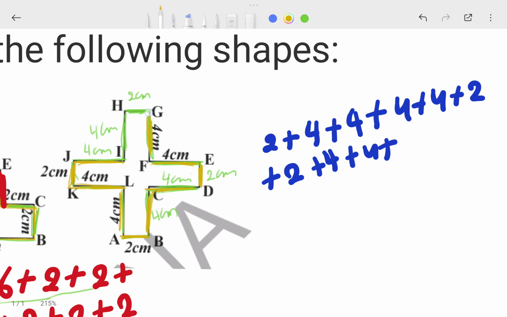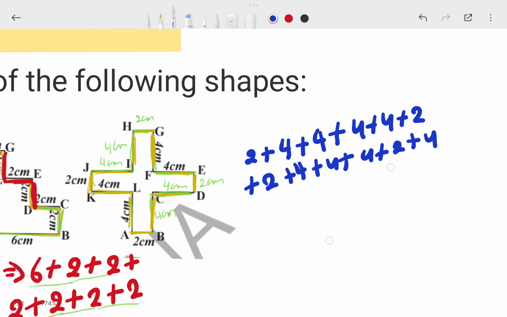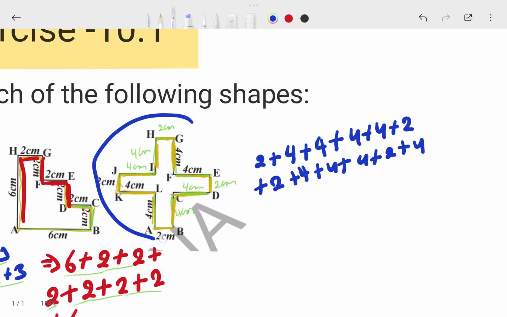This is given 4, so we have to write 4 here again. After that, this is given 2 centimeter, so we have to write 2 centimeter here, plus. What is given here? 4 centimeter, so we have to write 4 here. This is the total sum, which we already wrote here. Now we have to add.